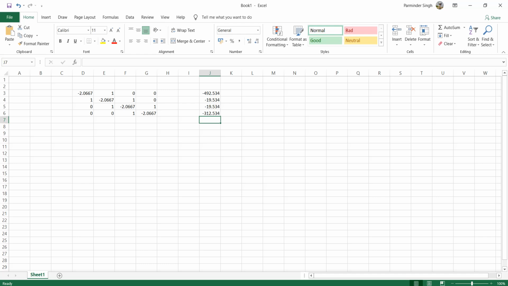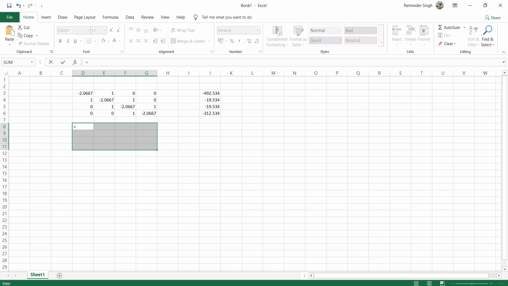Now we need to take the inverse of this matrix. In order to take the inverse of this, since this is 4 by 4, we'll first select 4 by 4, and then we're gonna put equal to, and then we put this command over here, that is MINVERSE, and then select the array. So we'll select this array. Once we select the array, we close this, and then do not click enter. Then you will have a different answer. Okay, let me show you. If you click enter over here, you will have this thing. So this is wrong, so we need to delete it.